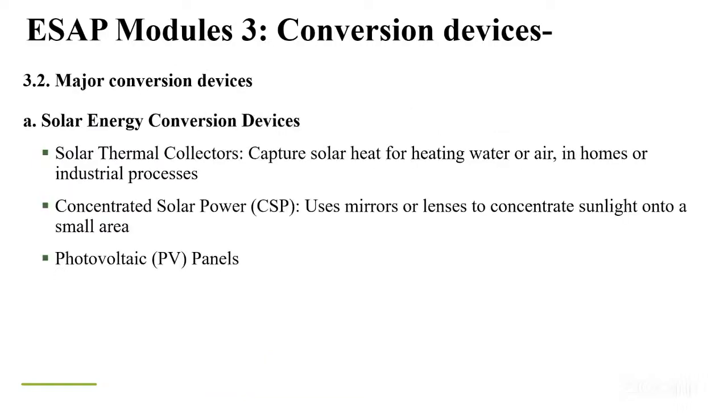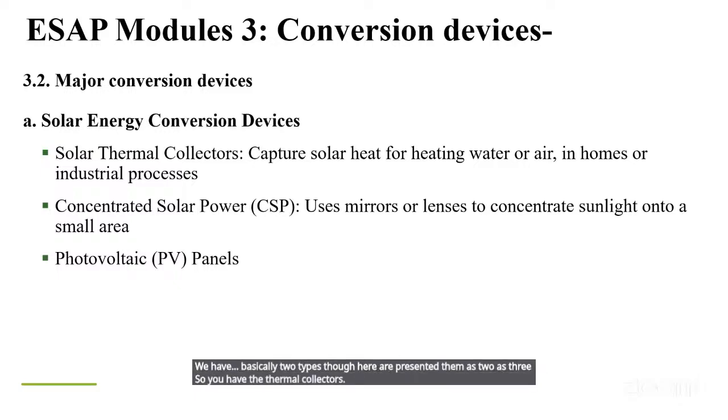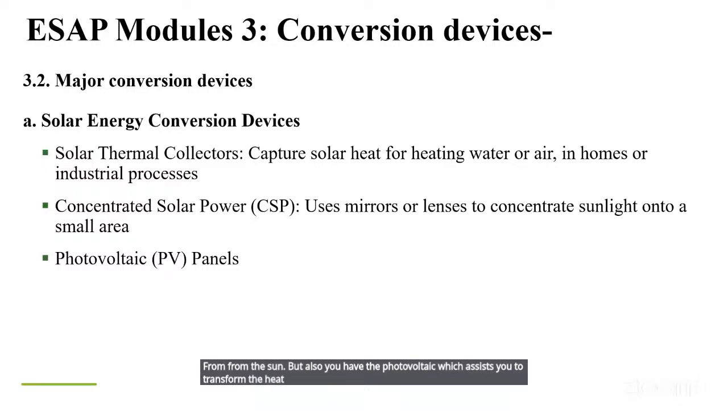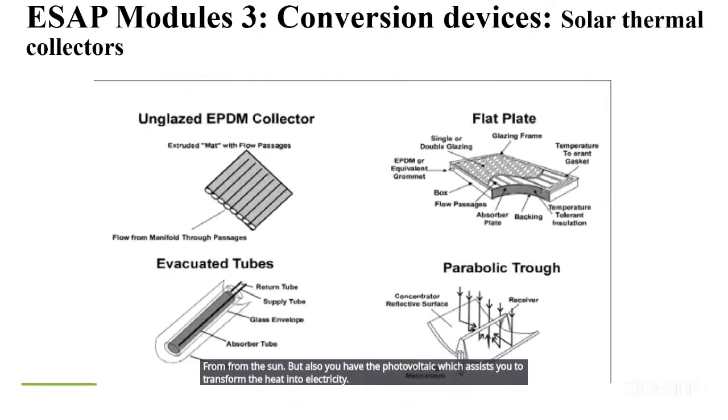If we look at solar, we have basically two types, though here I've presented them as three. You have the thermal collectors, which assist you to accumulate heat from the sun. But you also have the photovoltaic, which assists you to transform the sun's radiation into electricity.